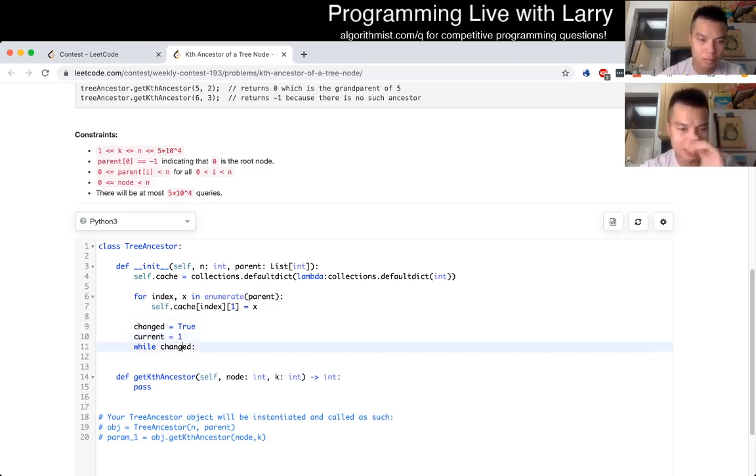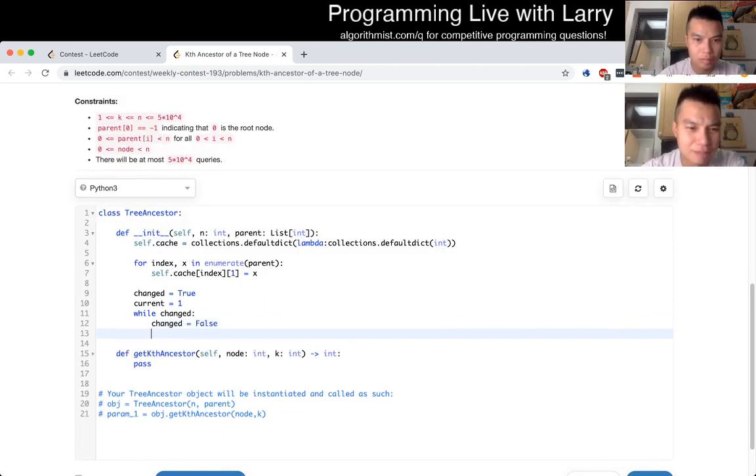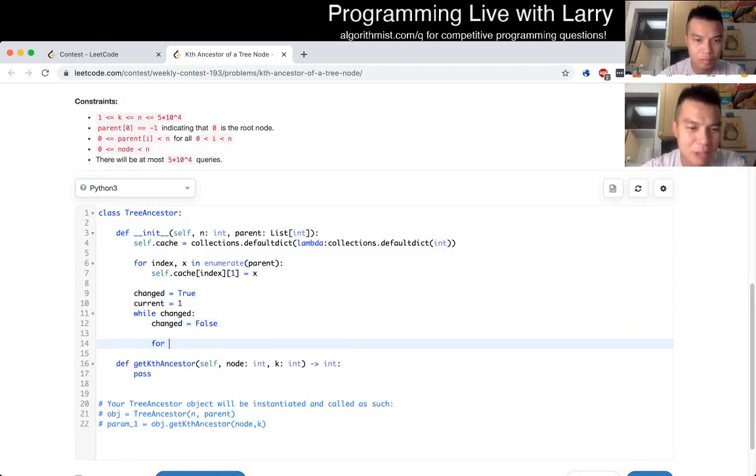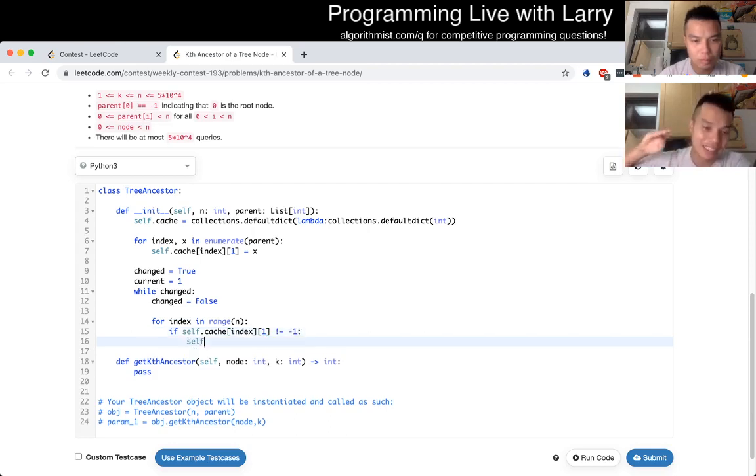Basically, it turned out to be a little bit of dynamic programming the way that I did it, but it's very basic dynamic programming, I guess. But the idea is that for each node, what is two distance away? Well, it is one distance away, and then that ancestor is one distance away. So that's the two distance away.